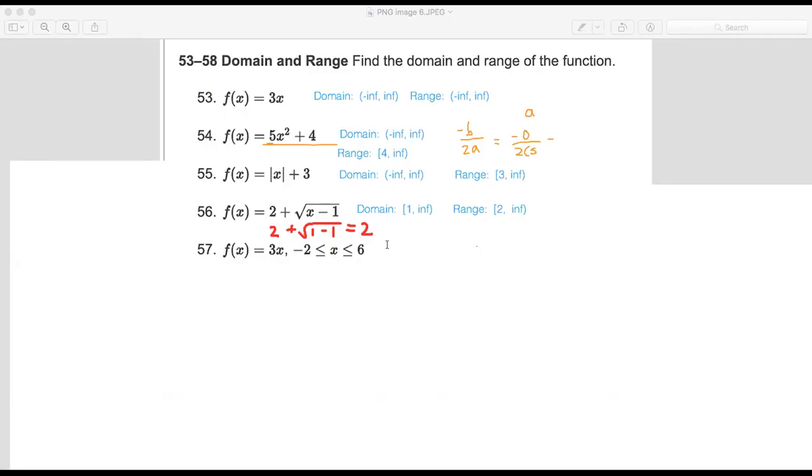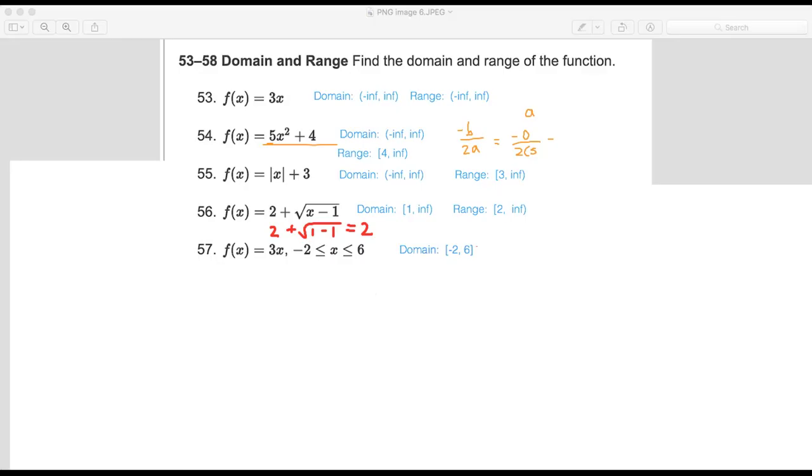So the answer for domain is actually kind of given to us because they restricted it. It's saying it's going from -2 to 6. We got those less than or equal to signs, so those are included. We put brackets. And then for the range, you just want to find out the y values at those points.